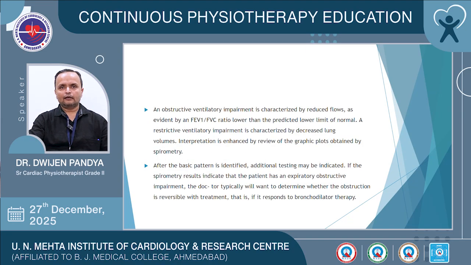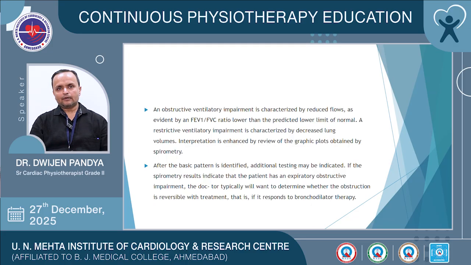An obstructive ventilatory impairment is characterized by reduced flow as evident by an FEV1/FVC ratio lower than the predicted lower limit of normal. A restrictive ventilatory impairment is characterized by decreased lung volume. Hence, when there is a flow related defect, it is an obstructive impairment, and when there is a volume related defect, it could be a restrictive defect.